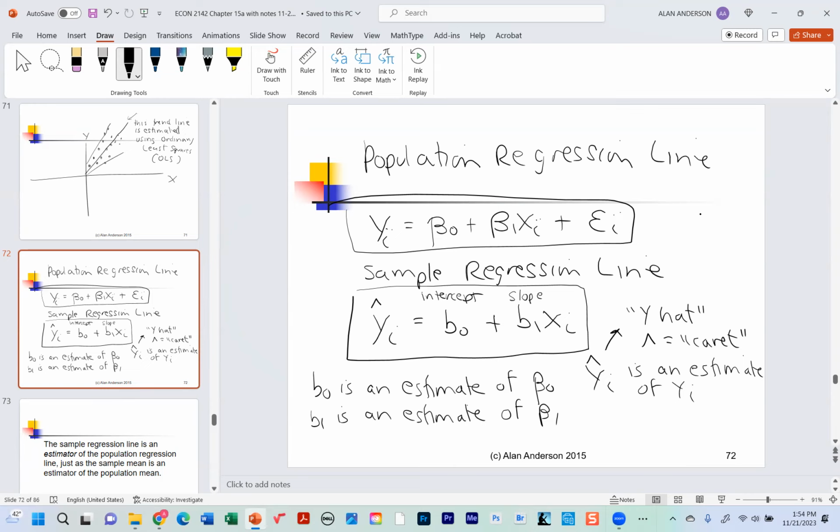So the question then becomes, where do we get B0 and B1? Well, I'm going to show you the formulas.